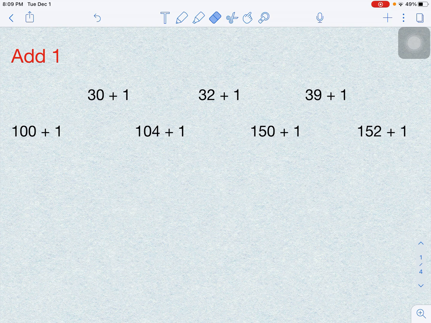Today we're going to be adding 1, adding 10, and adding 100. And as we are doing that, I want you to notice what is changing. Some of these questions are going to be pretty easy as we go ahead and get started here.